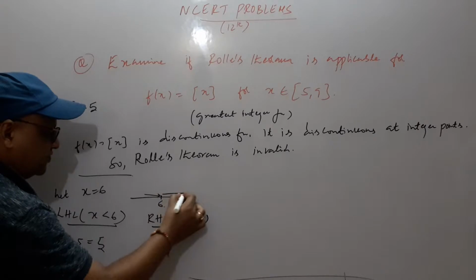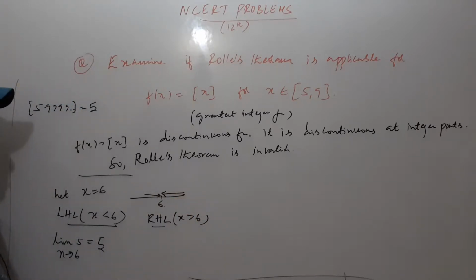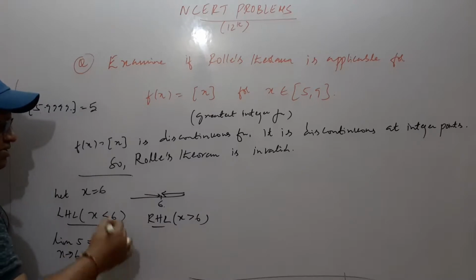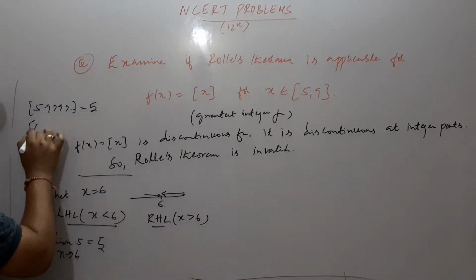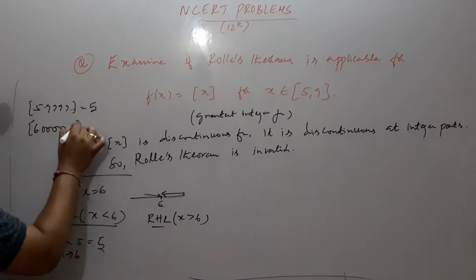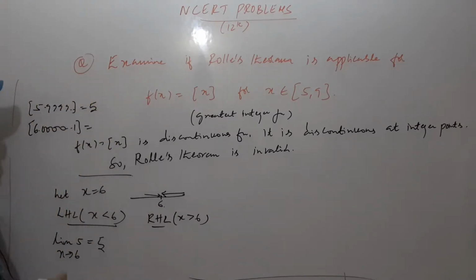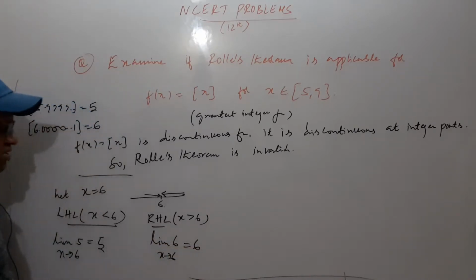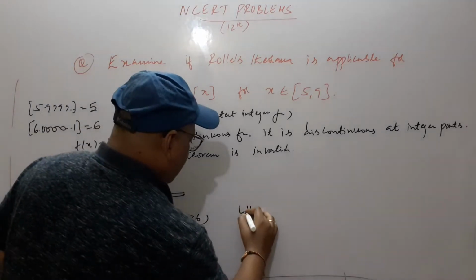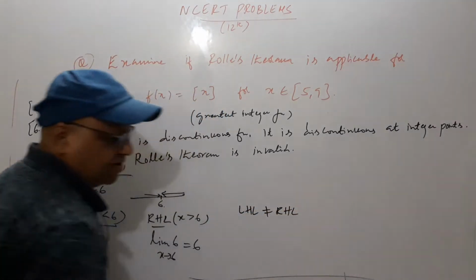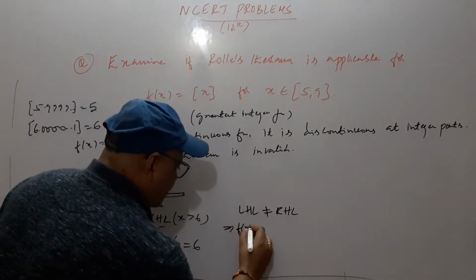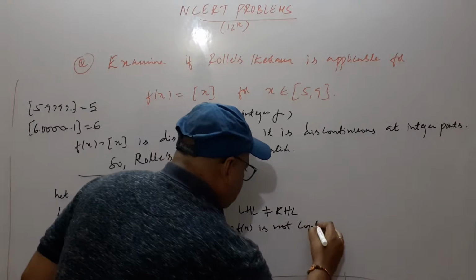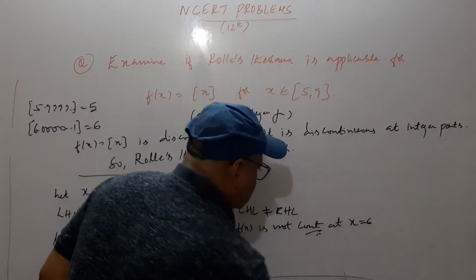Now the right hand limit, I will take x greater than 6. That means I am approaching 6 from the right hand side, so the nearest value it can take will be 6.00001. What will be the greatest integer value of this? This value is 6. So the limit of 6 as x approaches 6 will be equal to 6. So we can conclude left hand limit is not equal to right hand limit. This implies f(x) is not continuous at x = 6.